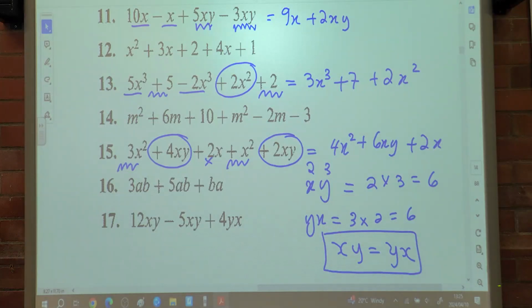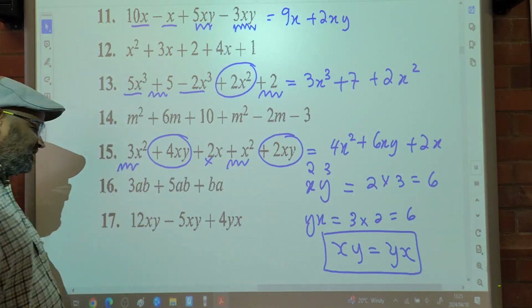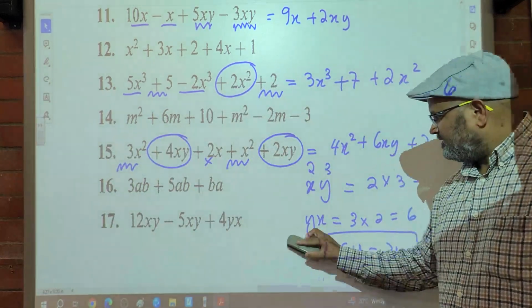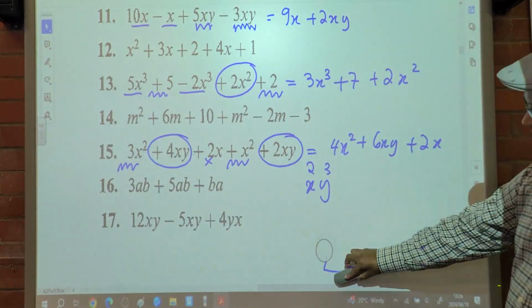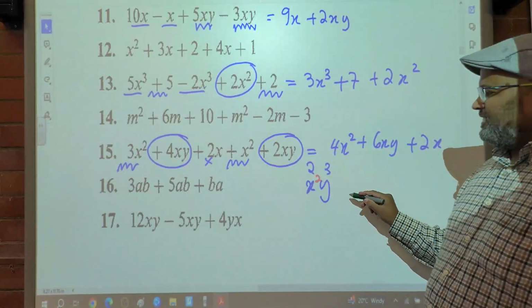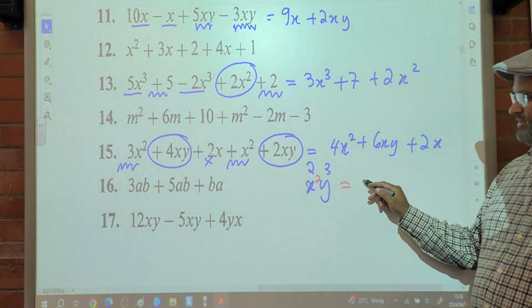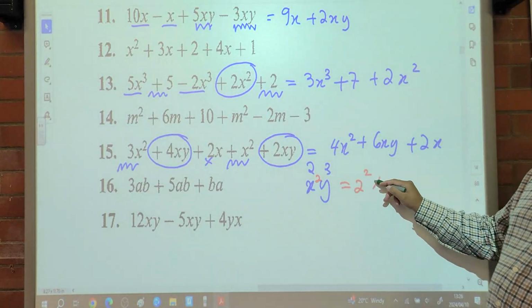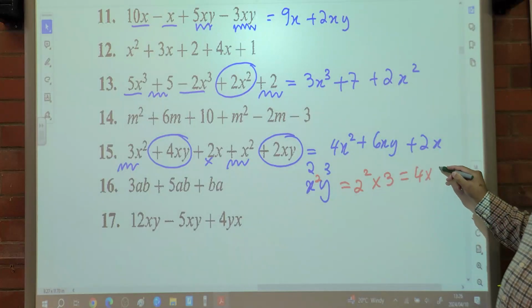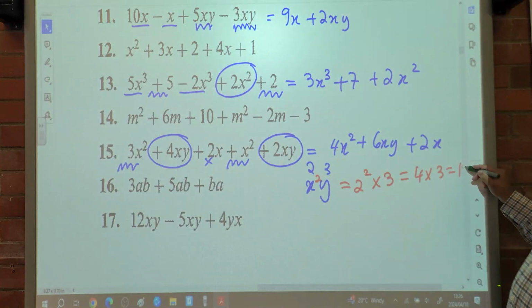Okay, that's the same. But look at it this way. What if I add x squared y? Then what would that now read? 2 squared times 3, not so? What's 2 squared? 4, and 4 times 3 is 12.